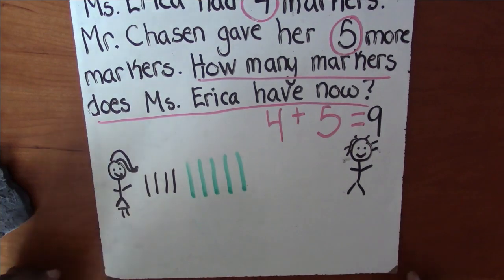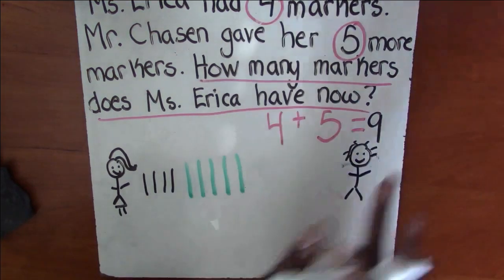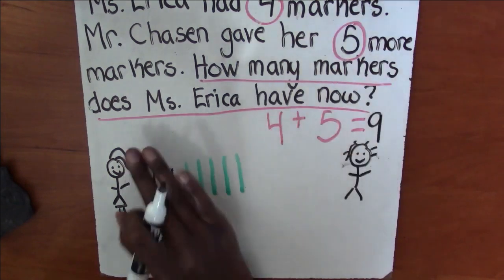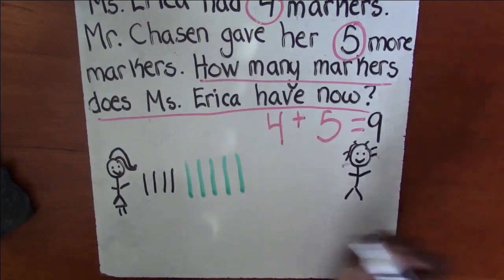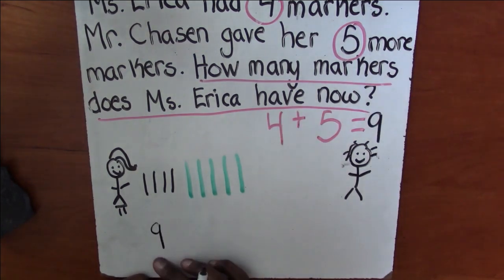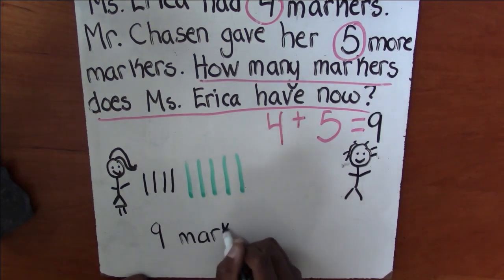So if you are about to go into third grade, looking at you, my second graders, you need to be writing this sentence, okay? All right, so we're gonna answer this question in a whole sentence. How many markers does Miss Erica have now? So I'm gonna start off my sentence with 9. Let's see if that makes sense. 9, and I was counting markers. 9 markers.